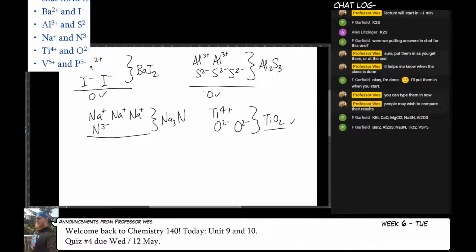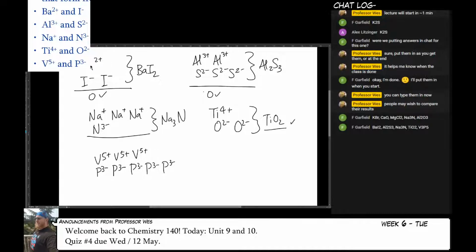And then the last one down here with vanadium and phosphide. This is sort of a mess because you're just going back and forth. So this is -6, that's +5, so I need more of this. Now I have +10 and -6. This is -9, that's still not enough. -12. So now I have +15 and -12. One more gives me -15.